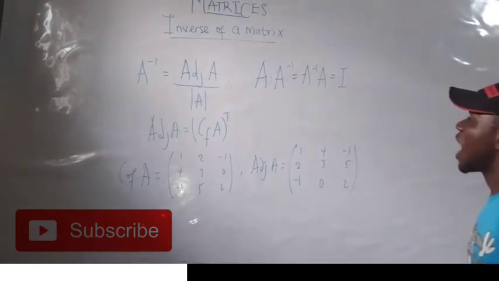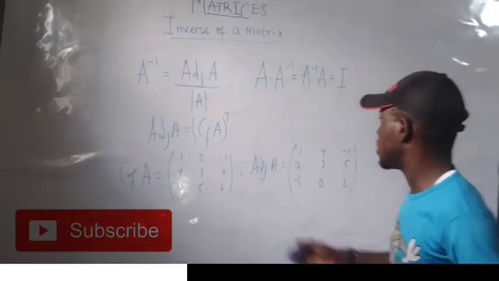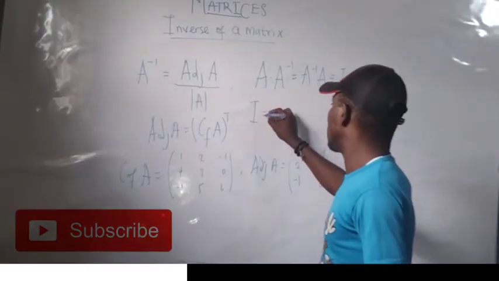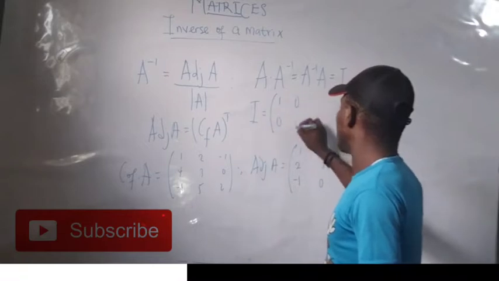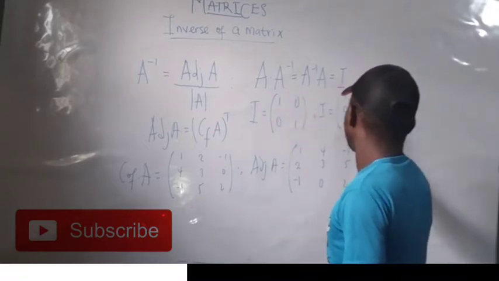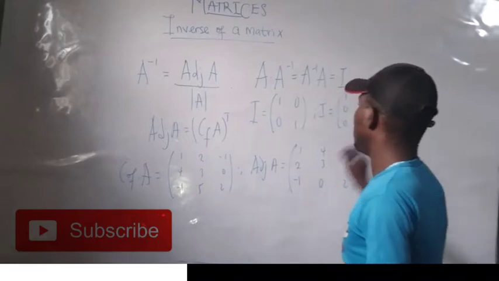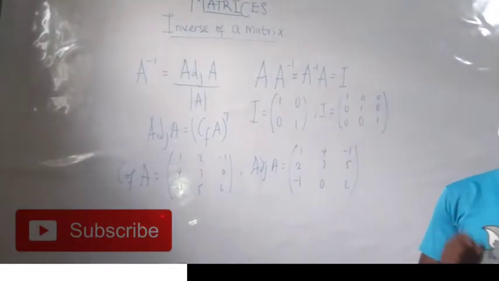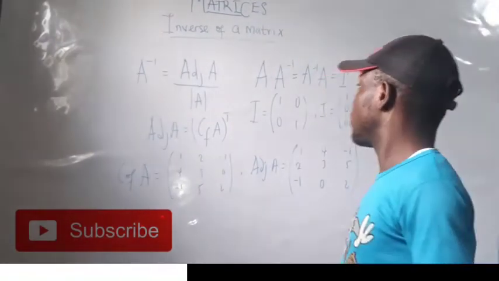I implies your identity matrix. We have actually discussed that identity matrix, which could be 1, 0, 0, 1 for a 2 by 2, and it could be what? It could be 1, 0, 0, 0, 1, 0, 0, 0, 1 for a 3 by 3 matrix. That is called an identity or unit matrix, actually.